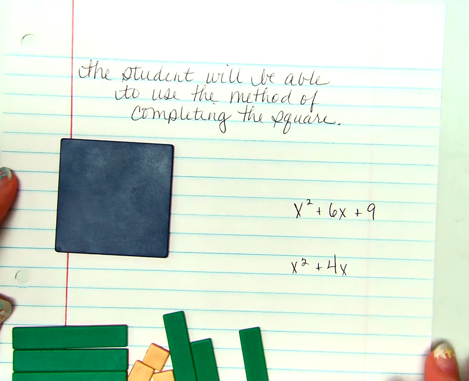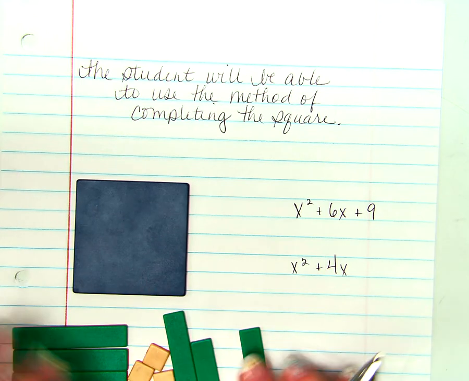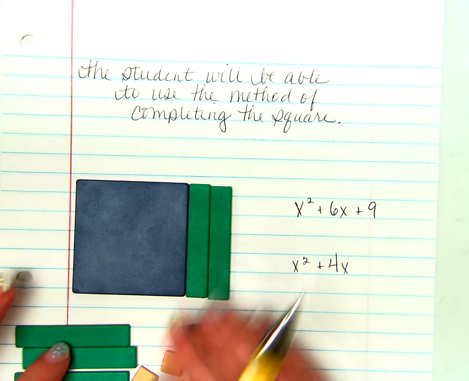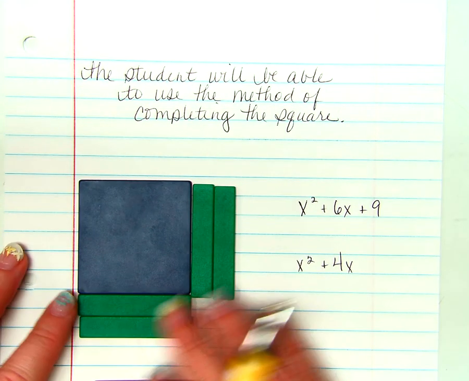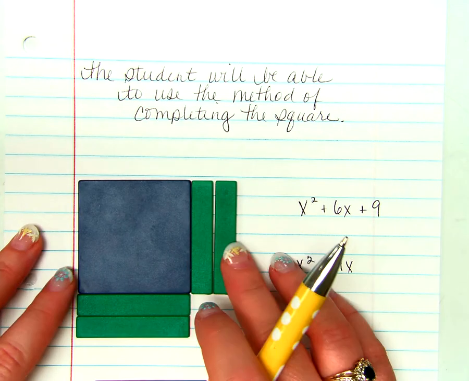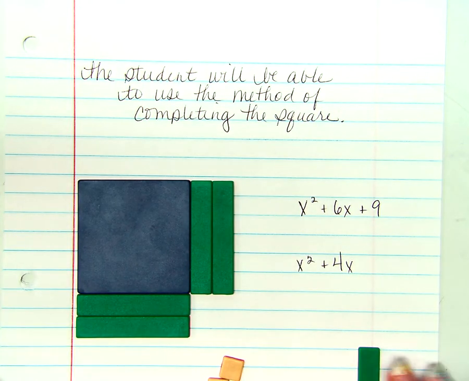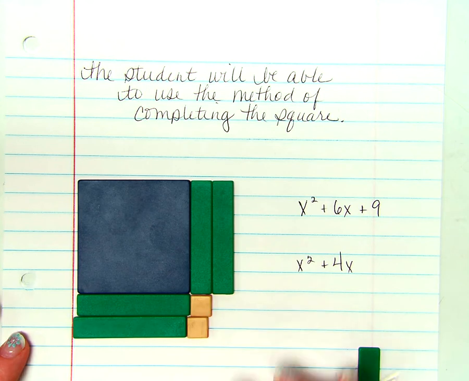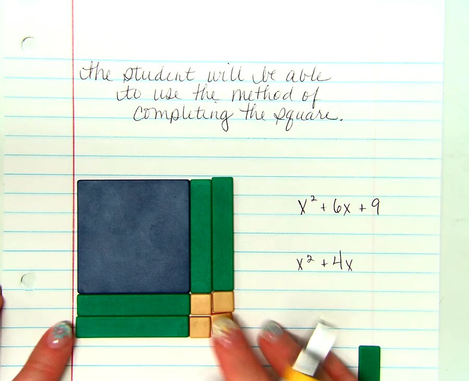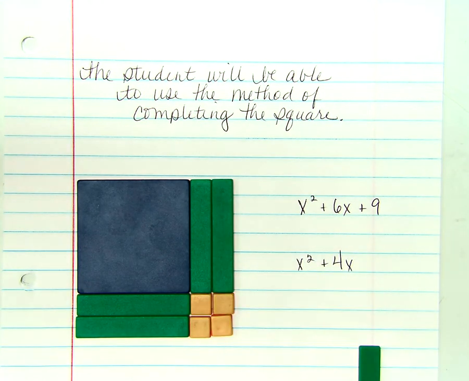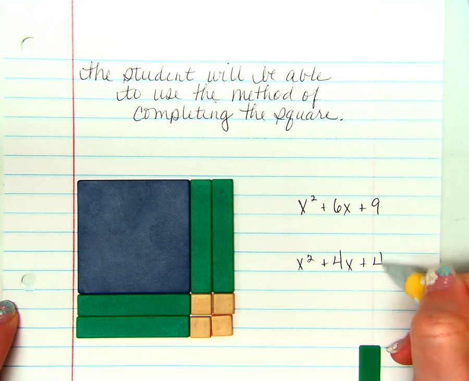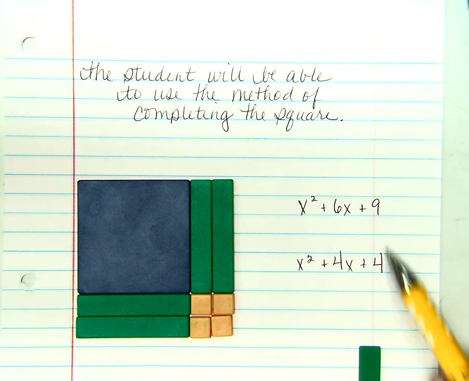What if I gave you a problem like x squared plus 4x? That's just how it starts. Well, there's the x squared. There's 2 of the x's, and there's 2 of the x's. So that's 4x. So how many would I have to add in this corner to complete this square? 1, 2, 3, 4. Hopefully you would see we would have to add 4. I'm having to add a constant to complete the square.